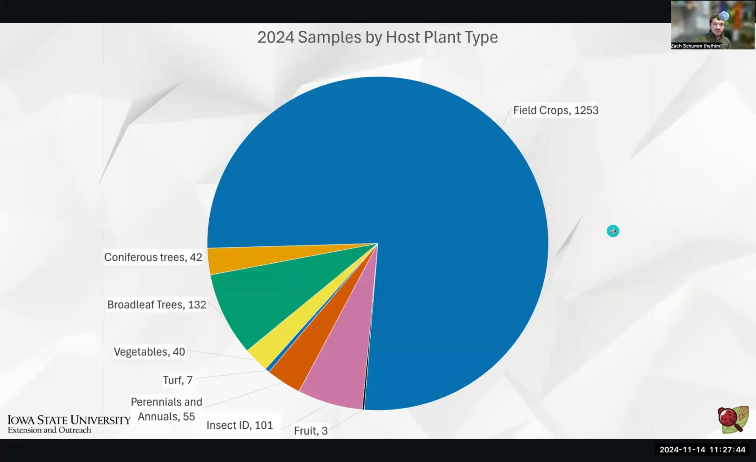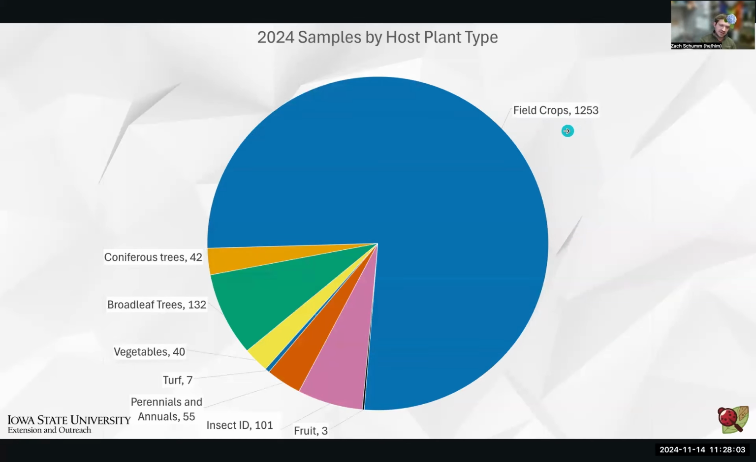So here we have 2024 samples by host plant type. This is only including plant-related samples, and insects as well. These are just the hosts that they are coming in on. Field crops is always the largest in the clinic, and that's primarily because of those soybean cyst nematode egg counts.